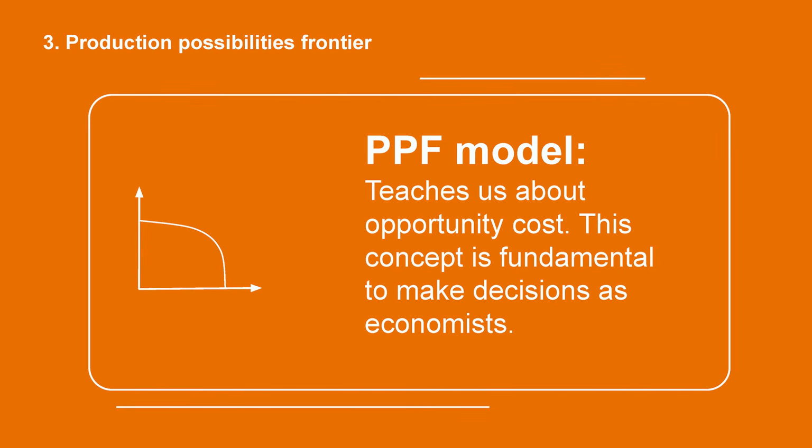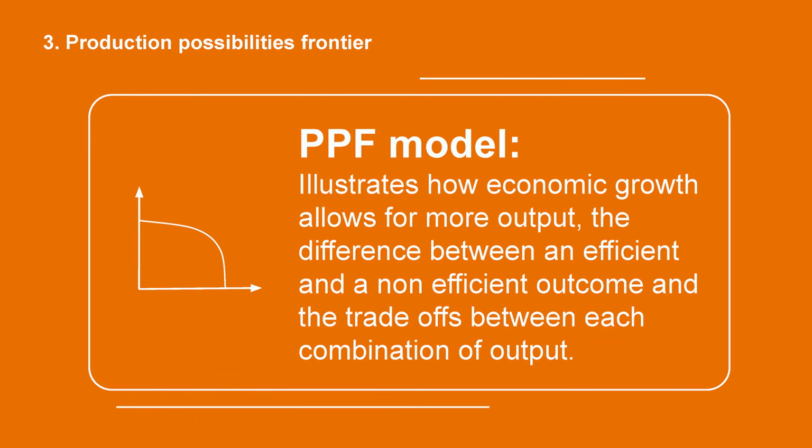For example, if we produce using full capacity, we must know that there will be high costs related to maintenance, and that has the opportunity cost of not investing in order to expand the production capacity. On the other hand, if we choose to produce less, we may have more margin to invest and increase marginal productivity. Summing up, the PPF model provides us some basic notions related to macroeconomics. It illustrates how economic growth allows for more output, the difference between an efficient and a non-efficient outcome, and the trade-offs between each combination of output.